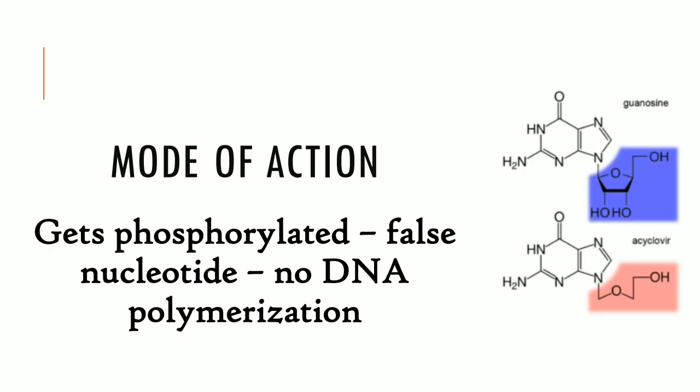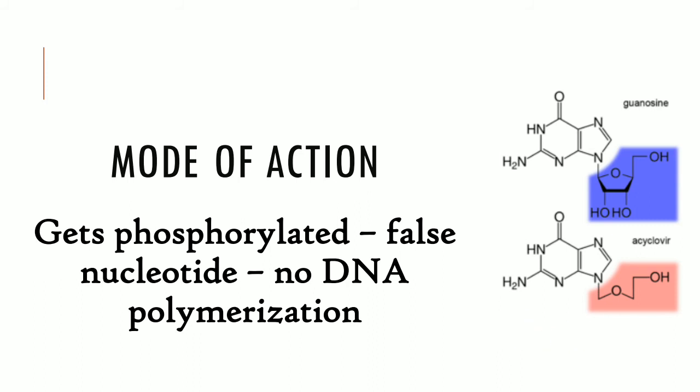Now, coming back to the mode of action, I told you that it has structural similarity to the nucleoside deoxyguanosine, which means if this is administered to a virus, it gets phosphorylated, and when it gets phosphorylated, it forms a false nucleotide. As you can see over here, this is deoxyriboguanosine, which gets phosphorylated, whereas here it is our acyclovir or acycloguanosine which gets phosphorylated.